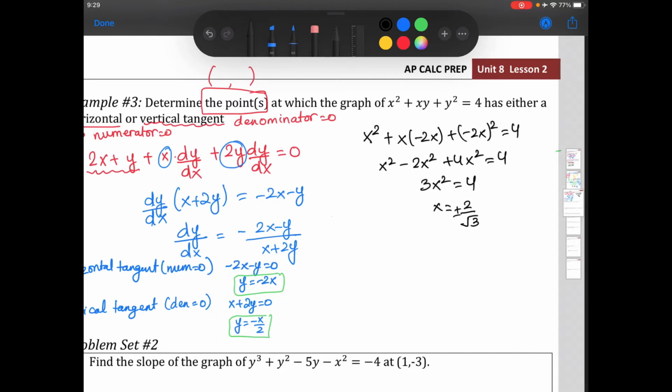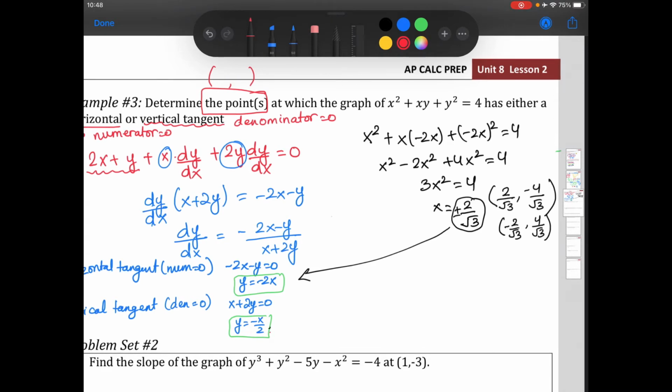Now once I take this x and I substitute it in here, can I not find my y? So what would be my point? My point would be 2 over rad 3, comma, if I substitute, that would be negative 4 over rad 3. So that's my first point. Negative 2 over rad 3, when I substitute it in for x, I get positive 4 over rad 3. You can rationalize.